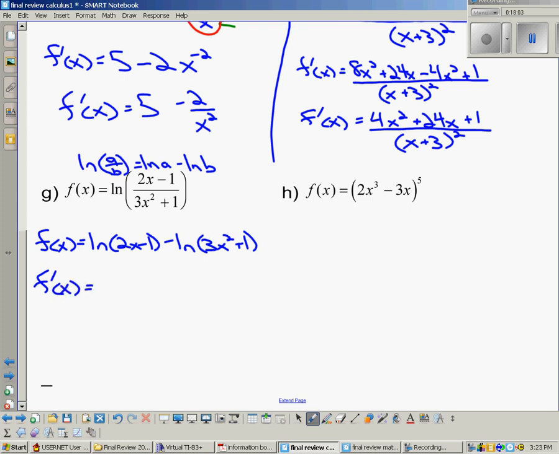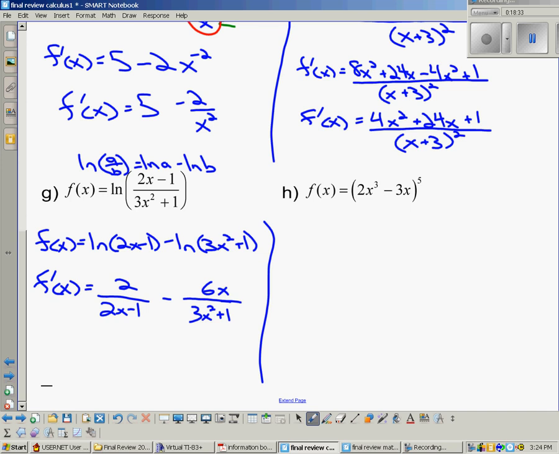So the derivative of ln of 2x minus 1 is just going to be 2x minus 1 on the bottom, and its derivative, which is just 2 on top, minus 3x squared plus 1 here on the bottom, and its derivative on top, which would be 6x. And we can just leave it that way. It's going to be a bit miserable to use quotient rule along with chain rule on that one.